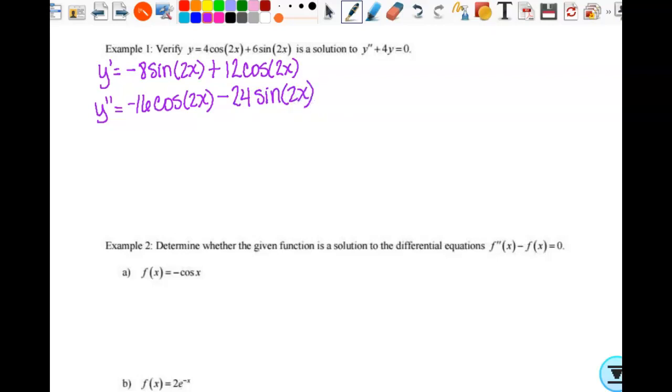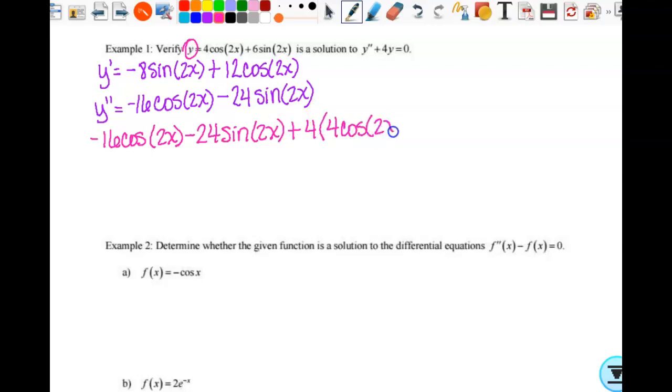Okay. All right, so now that I have that, I'm going to substitute into here. I'm going to take my y double prime, which I just found, which is negative 16 times the cosine of 2x minus 24 times the sine of 2x. Then I'm going to add to it 4y, here's y, so plus 4, open my parentheses, 4 times the cosine of 2x plus 6 times the sine of 2x. So then I'm going to clean this up. Oh, and this is equals 0.